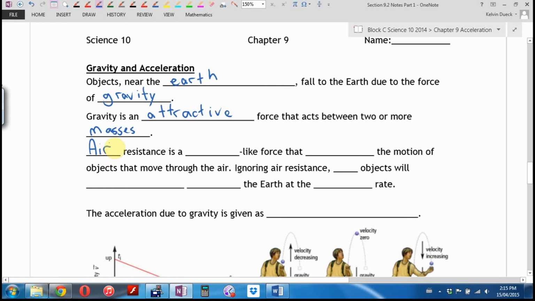However, the faster you fall, there's something like air resistance. Air resistance is a friction-like force.